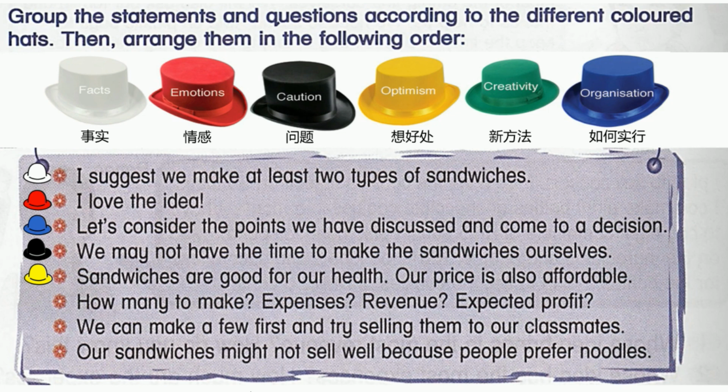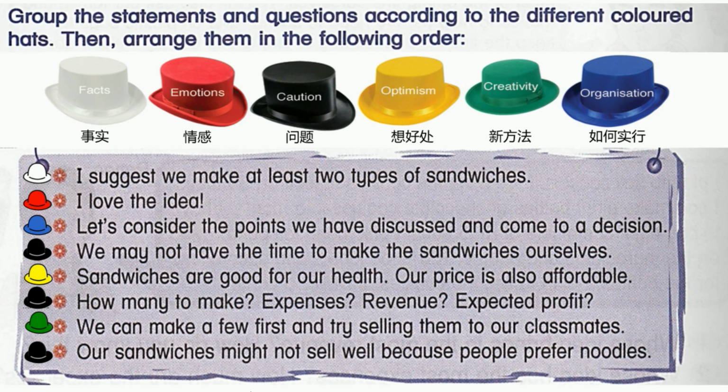How many to make? Expenses, revenue, expected profit. Here you are asking questions to yourself. So you are putting on the black hat. We can make a few first and try selling them to our classmates. Here you are talking about the solution to your problem. So you are putting on the green hat. Our sandwiches might not sell well because people prefer noodles. Here you are talking about the problem faced. So you are putting on the black hat.